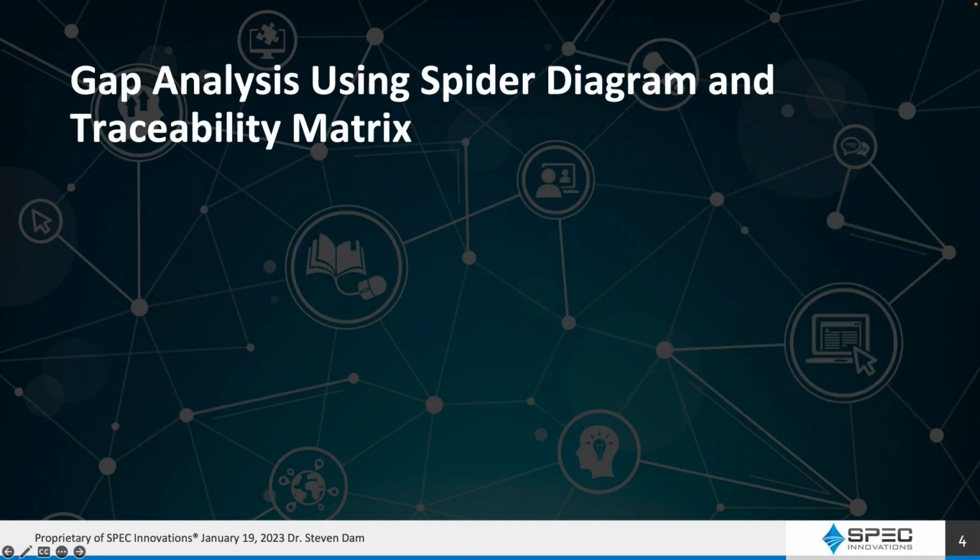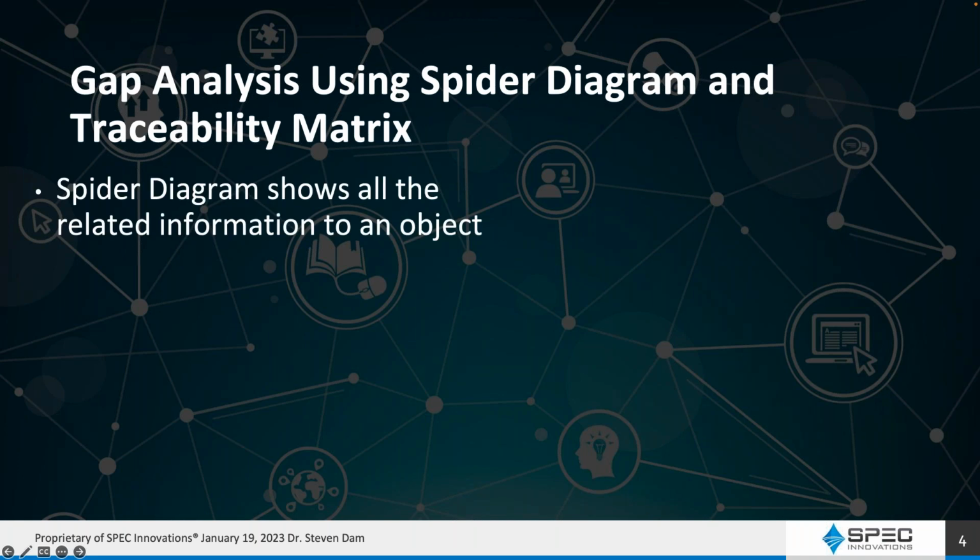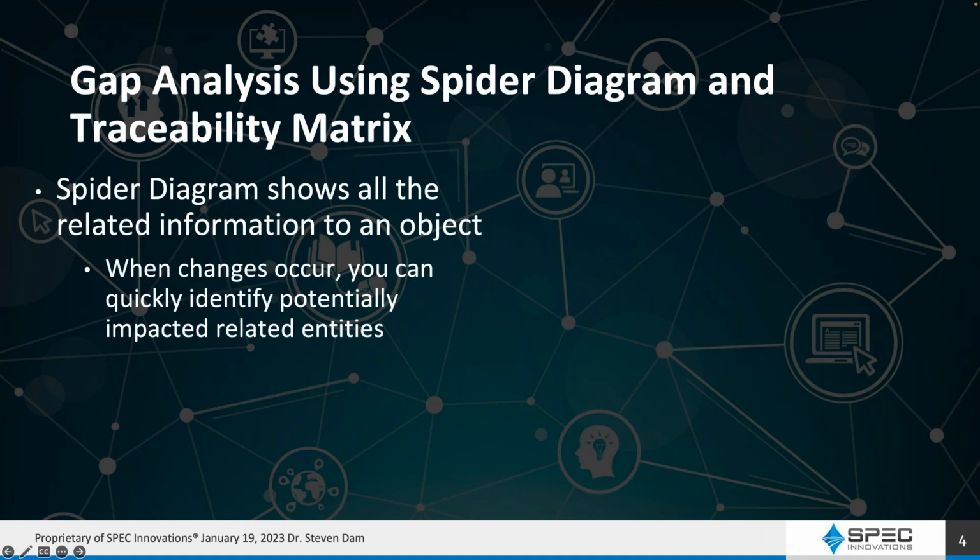Gap analysis using the spider diagram and traceability matrix. So the spider diagram shows you all the related information of an object. When a change occurs, you can quickly identify potential impacted related elements. You can see that right away, and you should look at everything that's connected to that thing that changed.